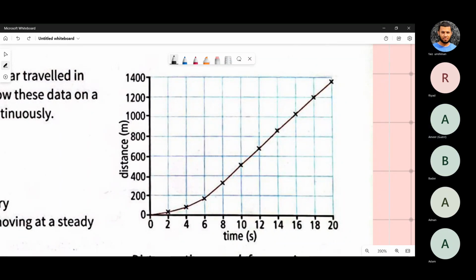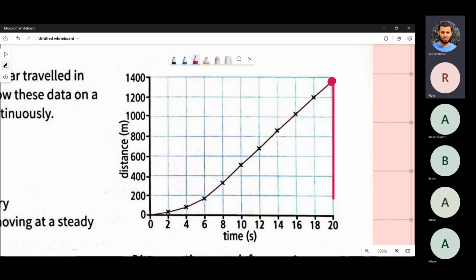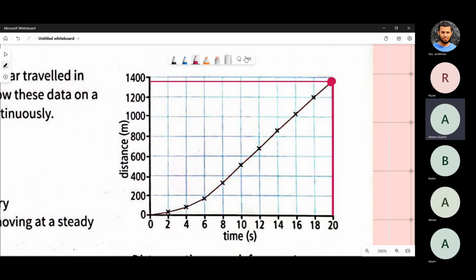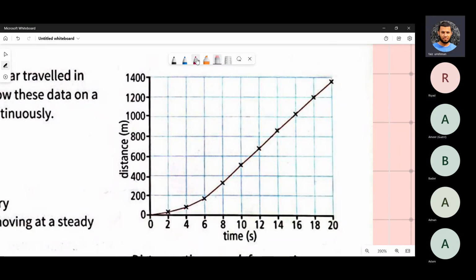1,200 over 18. Is the graph stopping here? No. When you are finding average speed, you have to go till the last point. Why? Because it is not a straight line. On a straight line, you can choose wherever you like. But on a curved line, you have to take from the last point itself. From here, it will be 70 meters per second. How? Explain the answer to me.